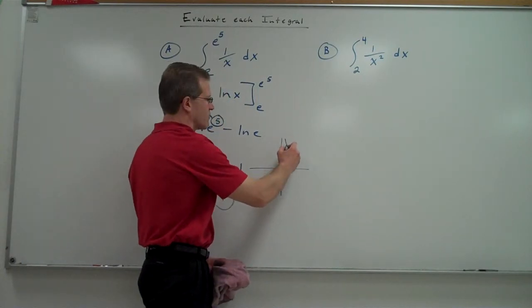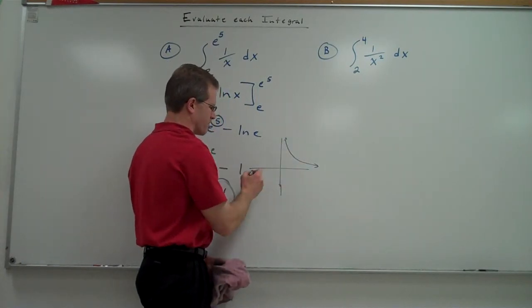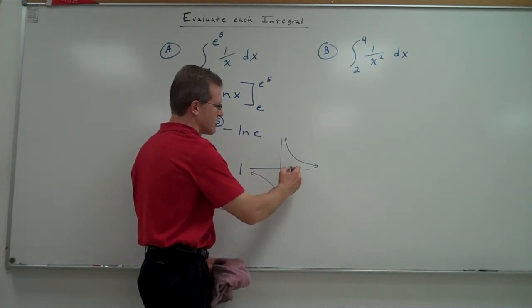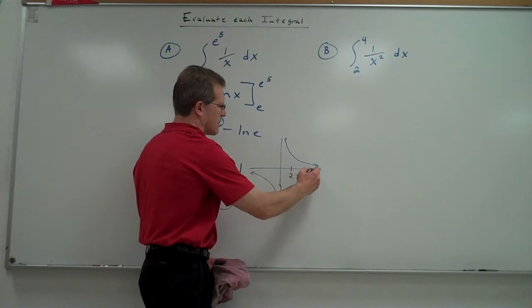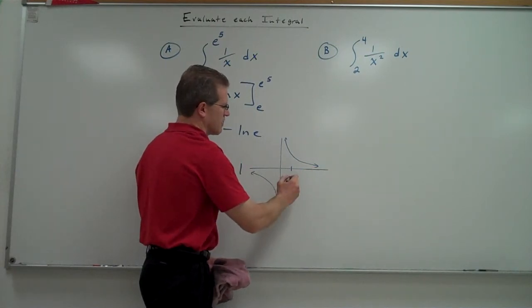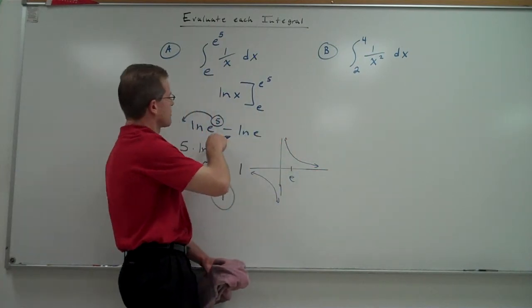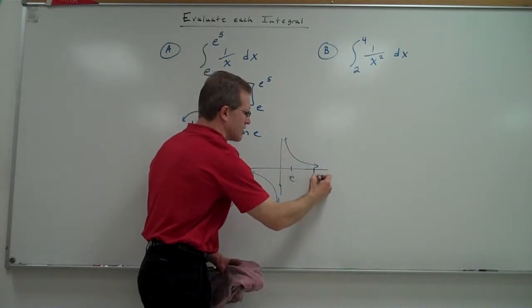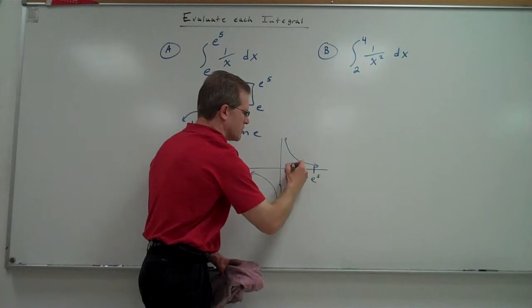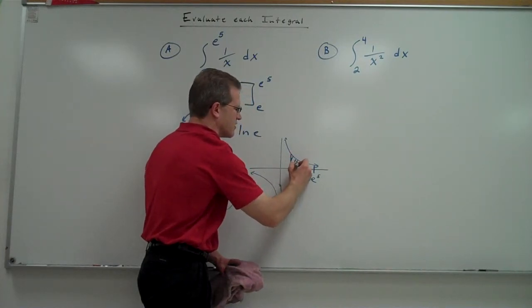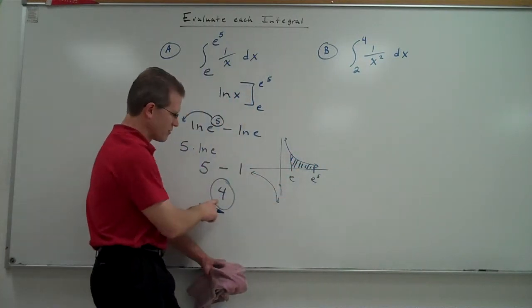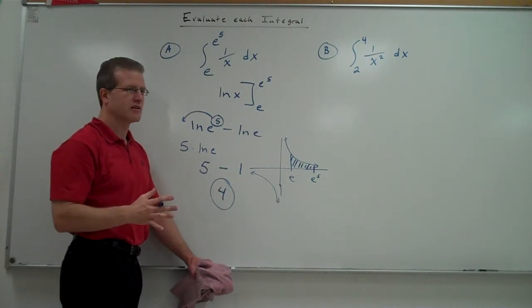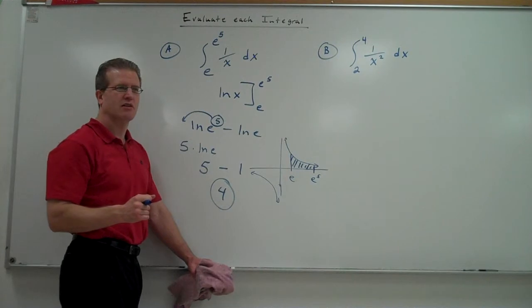1 over x, the graph of 1 over x looks something like this. Our lower bound is e, which is about 2.7. Let's say that's right here. Let's just call it e. And then e to the 5th, that'd be like 2.7 to the 5th. That'd be a much bigger number somewhere out here. So what we just did is found this area right here. That area would be 4. Okay, you just have to remember that integrals are represented by areas. Any questions about that?